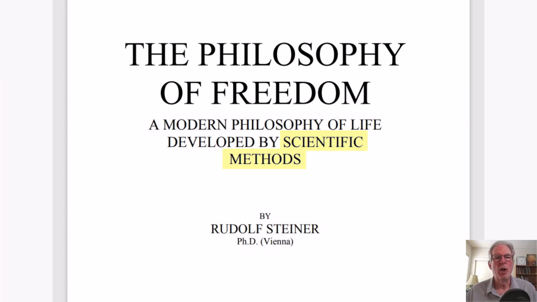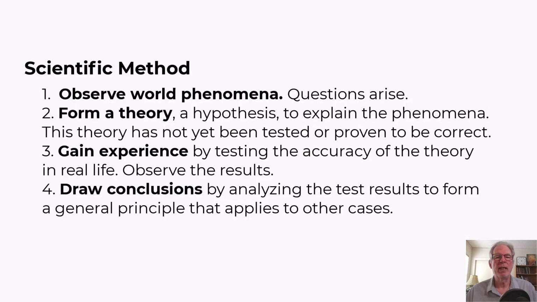In this video, we are going to look for the scientific method in Rudolf Steiner's The Philosophy of Freedom. The title page of The Philosophy of Freedom says, "A modern philosophy of life developed by scientific methods." What are scientific methods? The scientific method is a series of steps taken to acquire knowledge about the world we live in. The first step is to observe something of interest.